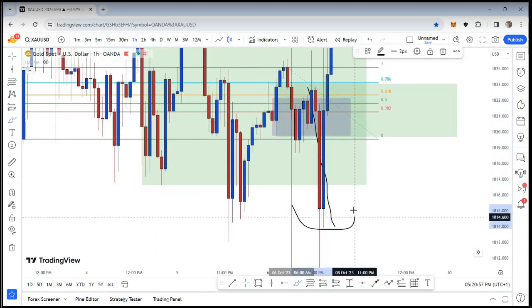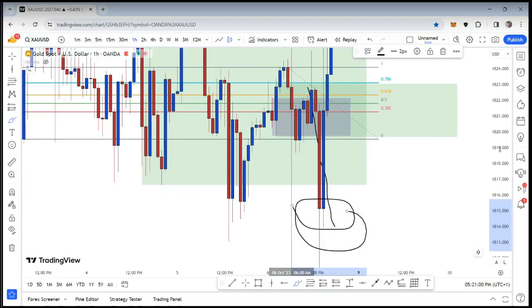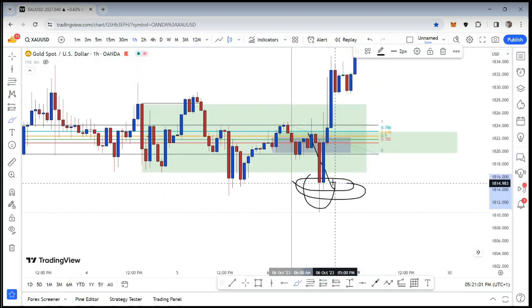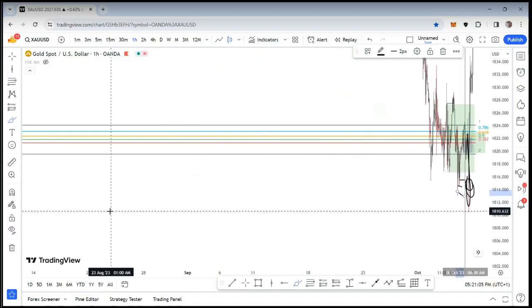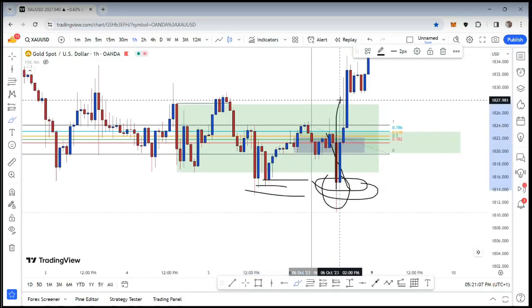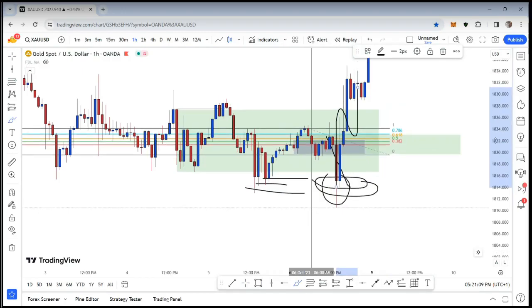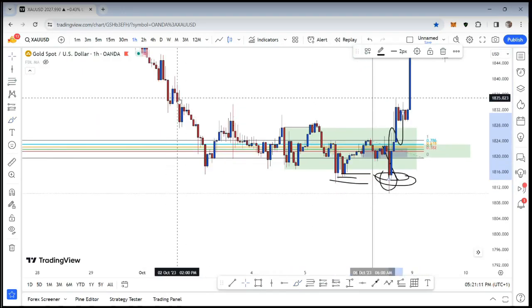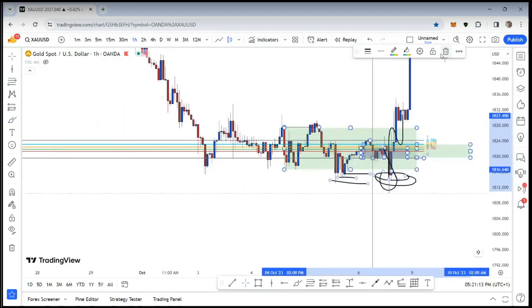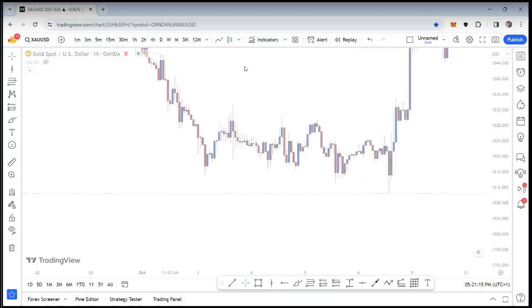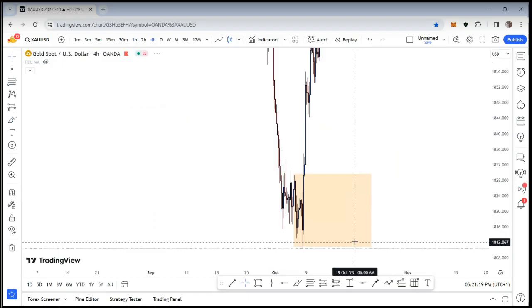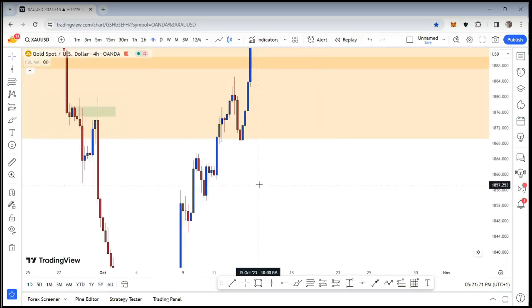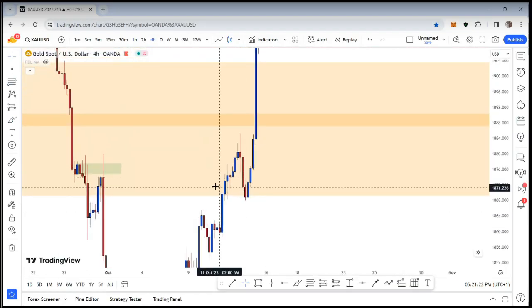This was NFP. I remember vividly, this was NFP. Price came down, cleared all the liquidities here, mitigated, I think, something to my left. And then we had a change of storyline. That is why price has been trending to the upside.